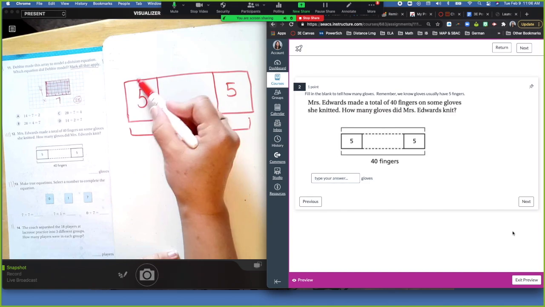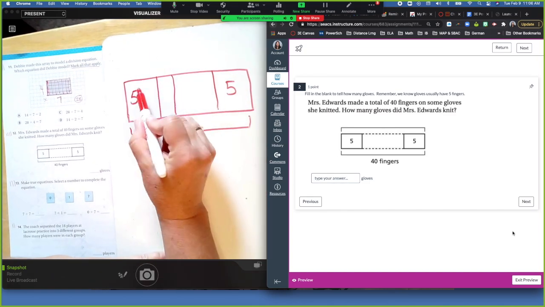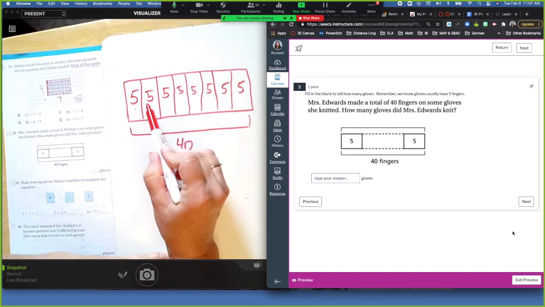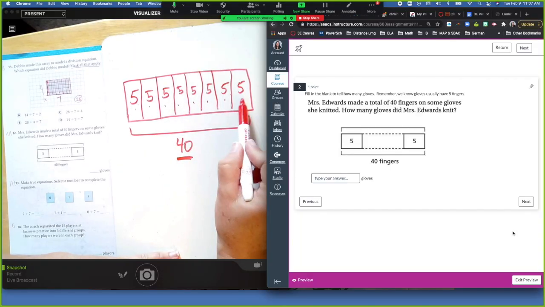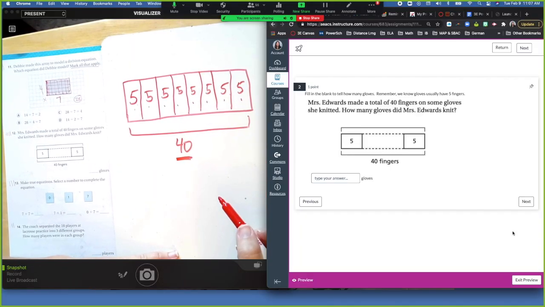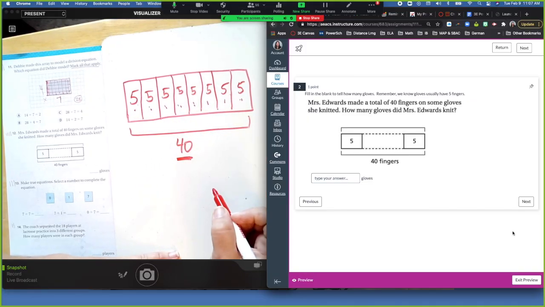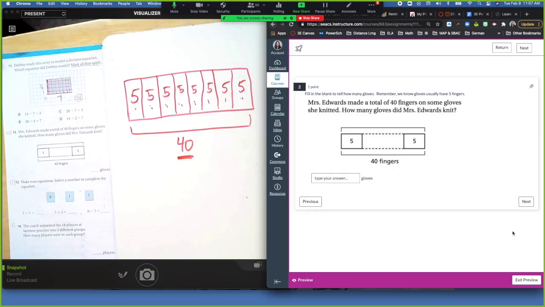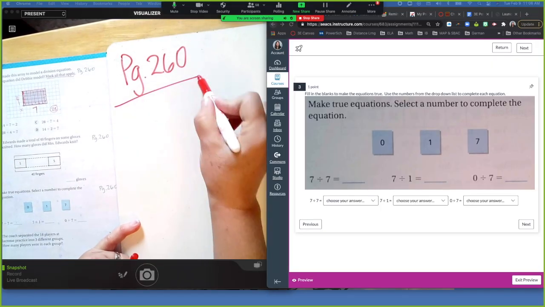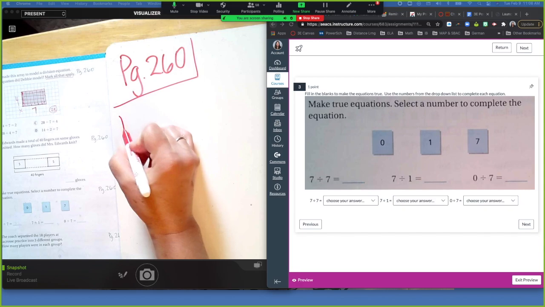So how many gloves? Here's 1 glove. 5, 10, 15, 20, 25, 30, 35, 40. I can break it up evenly, and I've got 1, 2, 3, 4, 5, 6, 7, 8. 8 gloves. So she was able to knit 8 gloves, because 40 fingers broken into groups of 5 is 8. We're on page 260. And now we're on question 13.